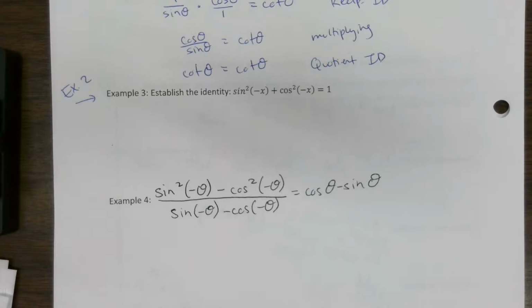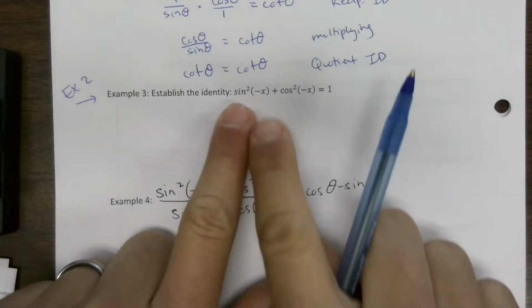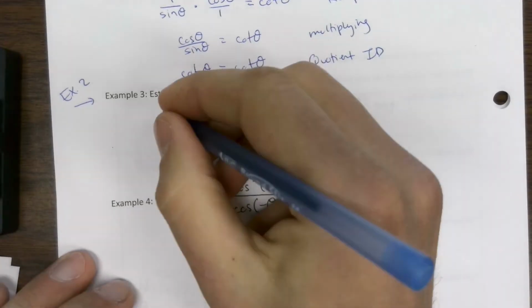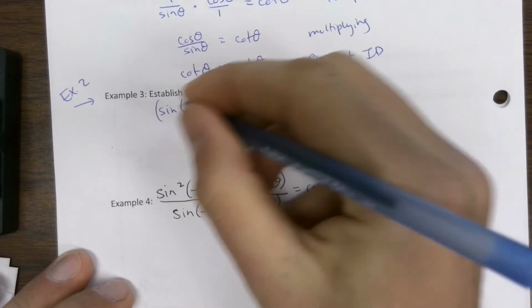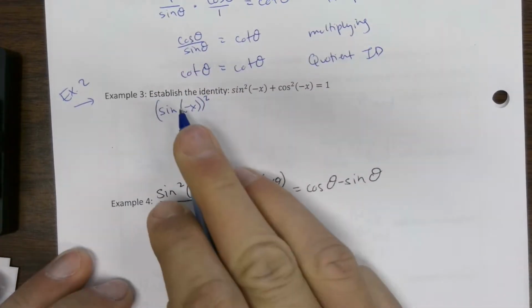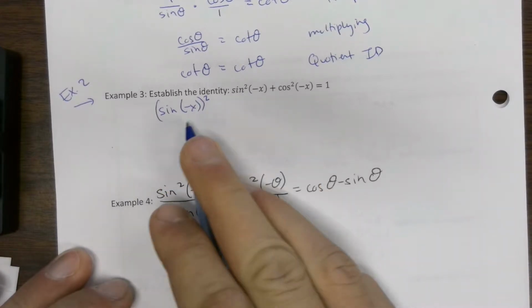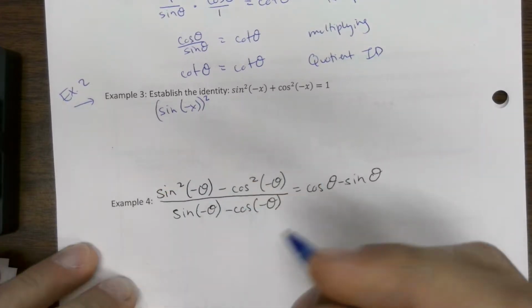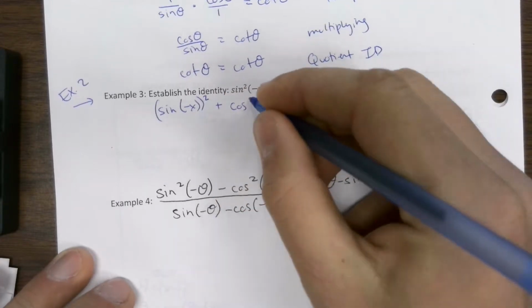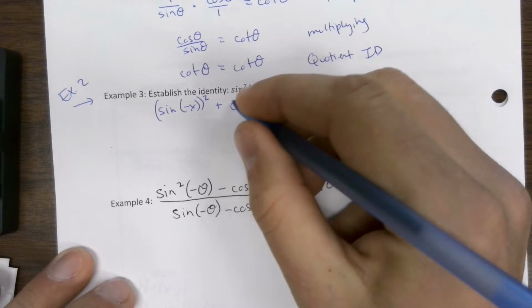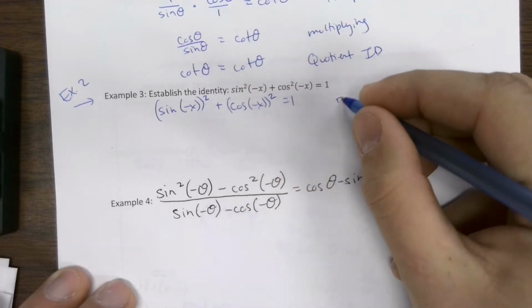Alright, so first thing I want to do is I want to move this square to the outside. So what I mean by that is basically just do this. And this is an equivalent expression to sine squared of negative x, sine of negative x squared. And I'm going to do that with the cosine as well. So I have cosine of negative x squared, and this is equal to 1. So this is just rewriting.